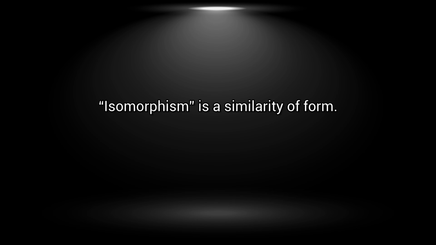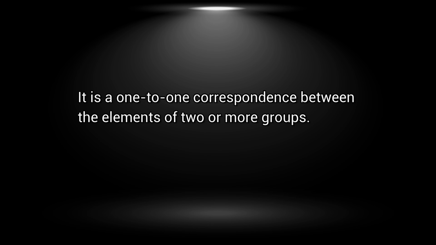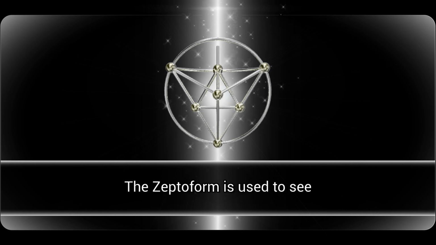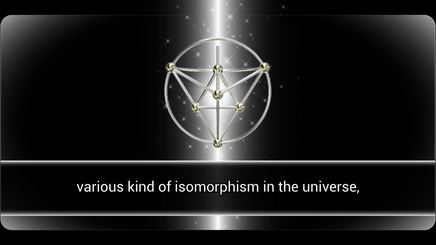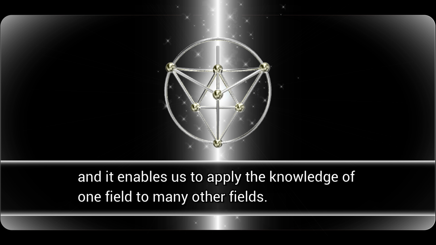Isomorphism is a similarity of form. It is a one-to-one correspondence between the elements of two or more groups. The Zeptoform is used to see various kinds of isomorphism in the universe, and it enables us to apply the knowledge of one field to many other fields.